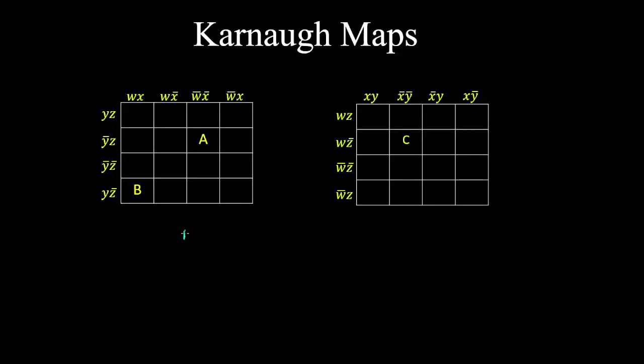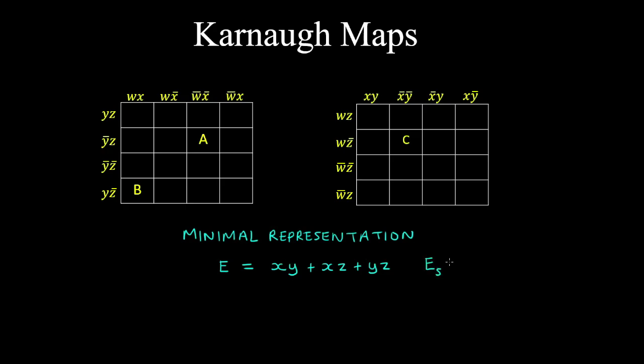Karnaugh maps can be used to give a minimal representation of a boolean expression. So if we have some boolean expression E that represents some boolean function f, for example, this may be x and y, or x and z, or y and z. Then we denote the number of terms that are summed, so in this case it's 3, and the number of literals, EL, as 6. So we have 6 literals, and that includes repetitions.